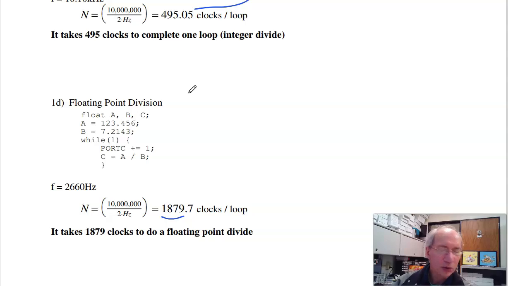In this class, you try to avoid floating point if you can. A single floating point operation is 1,800 clocks, or 187 microseconds. The PIC processor is not designed for floating point operations. It can do it, but it takes a lot of clocks.